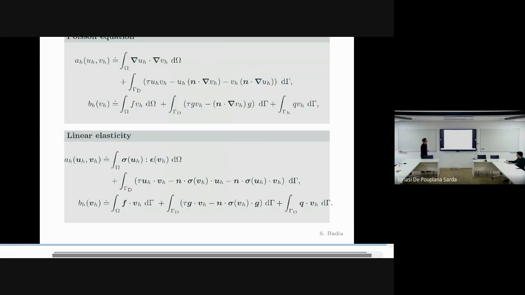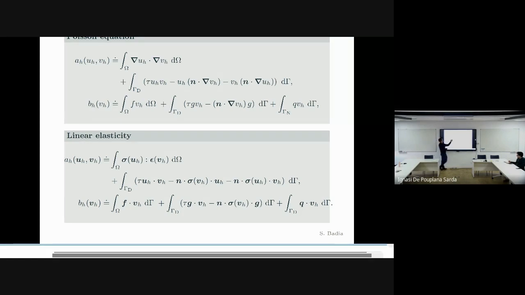And for instance, we are going to use Nitsche type methods. And you can see here that, for instance, this is for Poisson, this is for linear elasticity. If you haven't seen these Nitsche methods before, what we do is, we have the Galerkin terms that come from the Poisson equation, and then you have additional terms in order to enforce the boundary conditions.